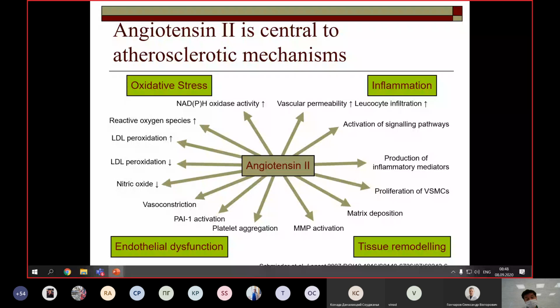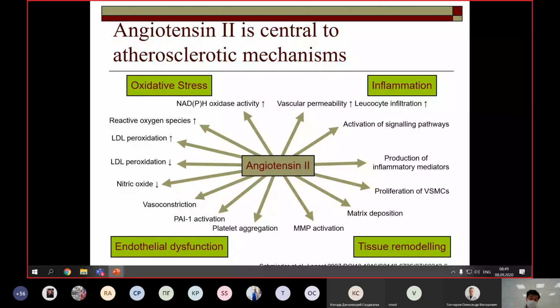Some molecular mechanisms that cooperate with angiotensin II overactivity and some target organ damage molecular mechanisms are reported on this slide. Indeed, angiotensin II can stimulate vascular permeability, increase leukocyte infiltration of the vascular wall, and increase activation of signaling pathways associated with overproduction of inflammatory mediators that stimulate the proliferation of smooth muscle cells in the vasculature, and increase the deposition of extracellular matrix as well.